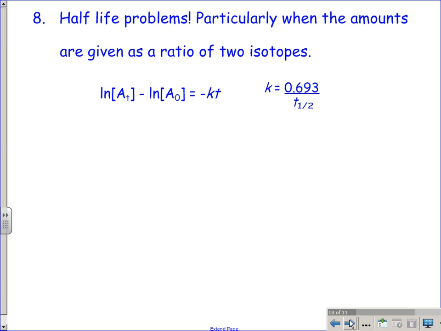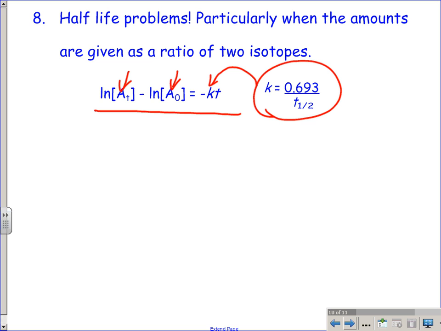Next one, half-lives. Half-life problems, know how to do them, particularly when the amounts are given as a ratio of two isotopes. Because otherwise, in a normal problem, you're just using this equation, typically finding T. It's not too bad. You've got to find K, which means you got to know this equation. Remember, that's not on the AP constant sheet. But once you know K, you can plug that in. You can plug in this, and you can plug in this. And remember, this value is always larger than that value.